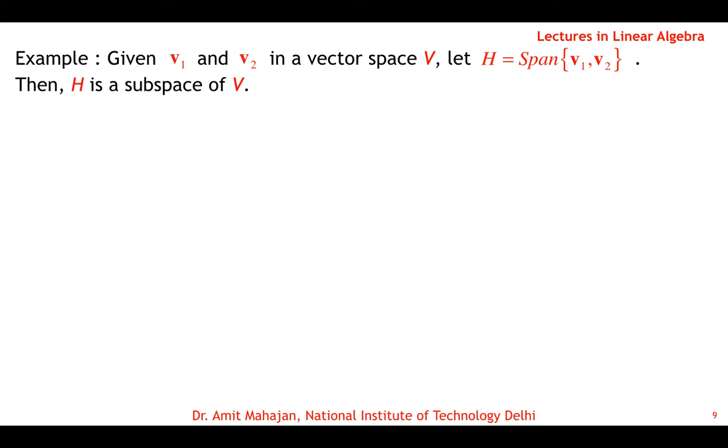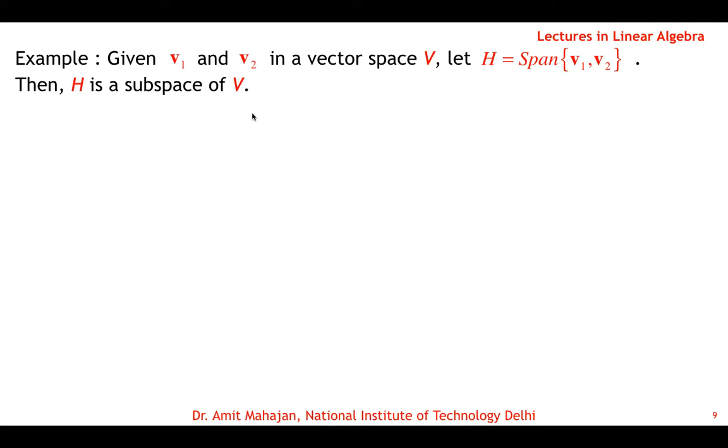Or take one more example here. Say given two vectors v1 and v2 in vector space V, and let H be the span of v1, v2. So H is the set which is the span of these two vectors. Span of two vectors means the set of all linear combinations of these two vectors. So any vector in H can be written as a linear combination of v1, v2. Then H is a subspace of V, and we'll prove that all the properties are satisfied.